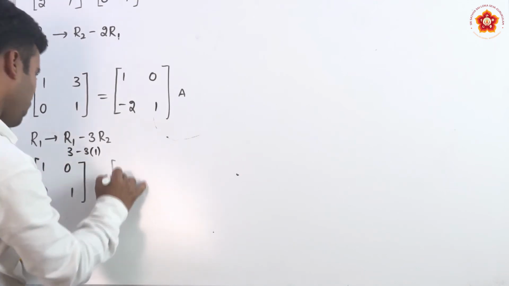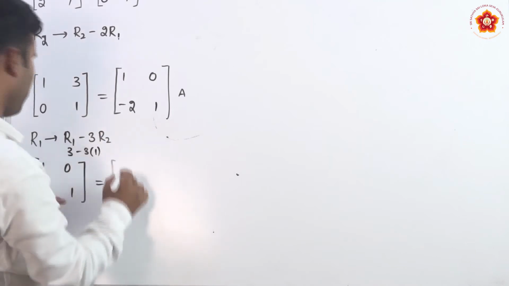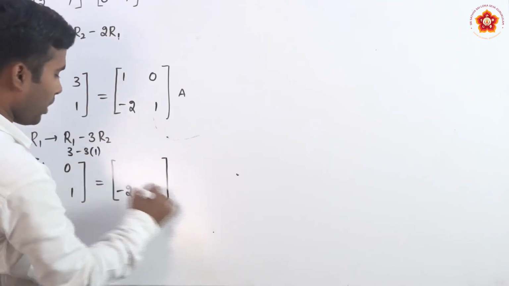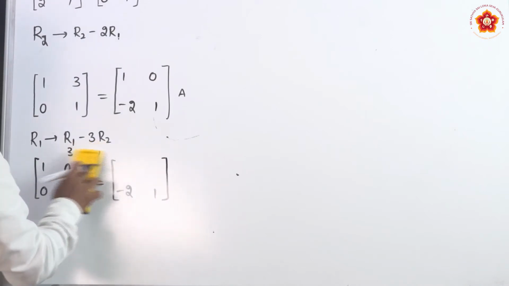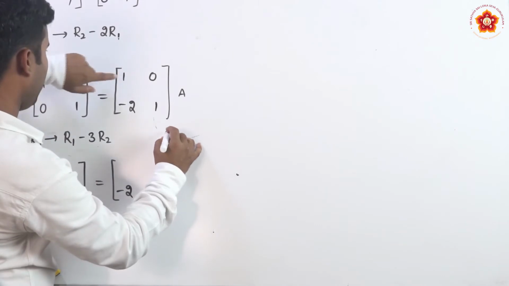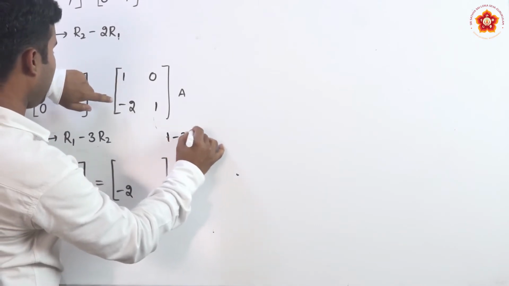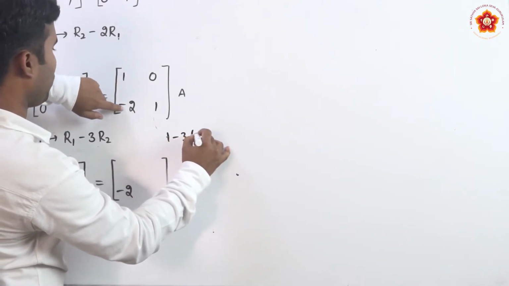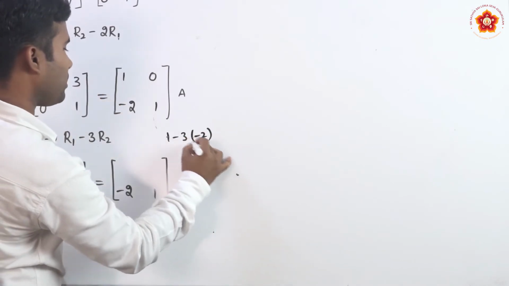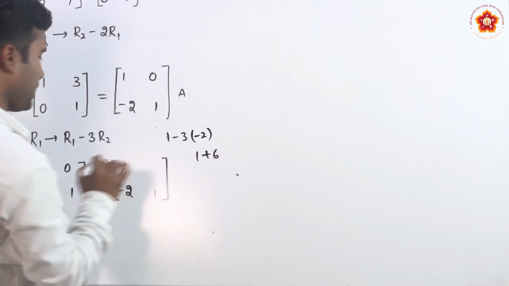Here we are applying for R1, not for R2. R2 remains as it is on the RHS as well. So, now what about R1? R1 is 1 minus 3 times R2. What is R2 here? Minus 2. So what is this? 1 plus 6, which is 7.